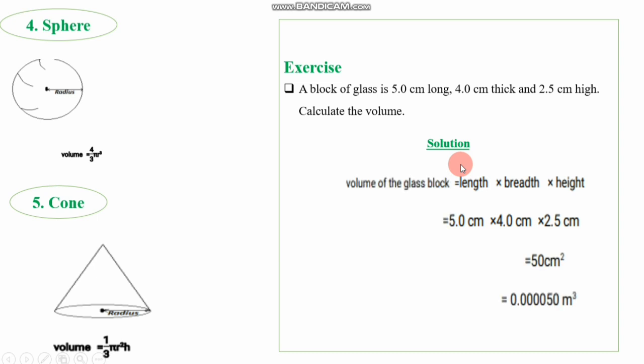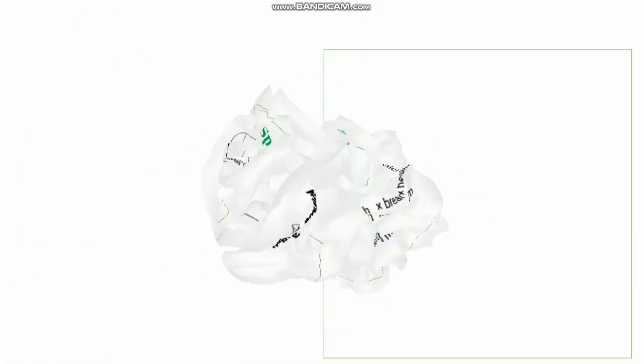So it is 5 centimeters, you multiply by 4 centimeters, you multiply by 2.5 centimeters, you get 50 cubic centimeters. There is an error here, it is supposed to be cubic centimeters, not square centimeters. Also, we can convert 50 cubic centimeters to cubic meters. We get 0.00050 cubic meters. So that is how we solve that question.